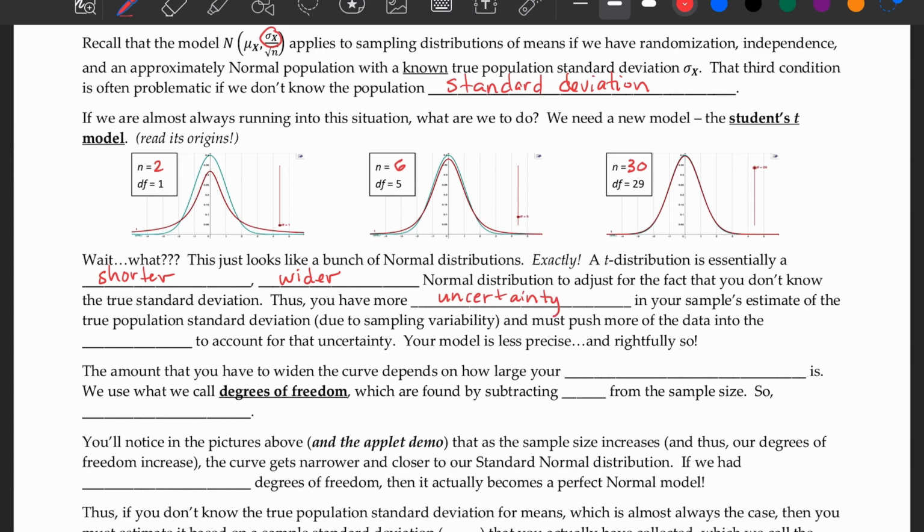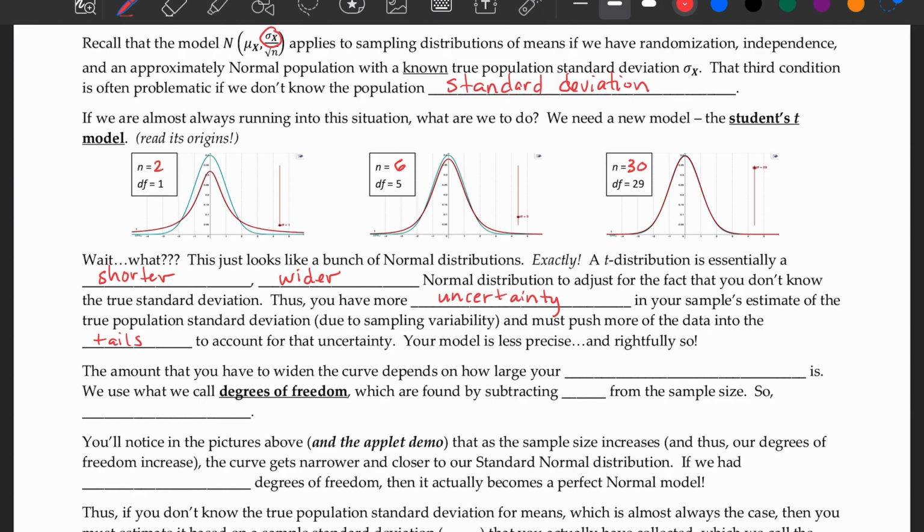So because of this sampling variability, just like your sample mean might ping pong around from sample to sample, it's the same with your standard deviation. Every time you pull a new sample, your standard deviation for that sample is going to be a little bit different, okay? So we have to think about pushing a little more data out into the tails to account for this uncertainty that we were talking about.